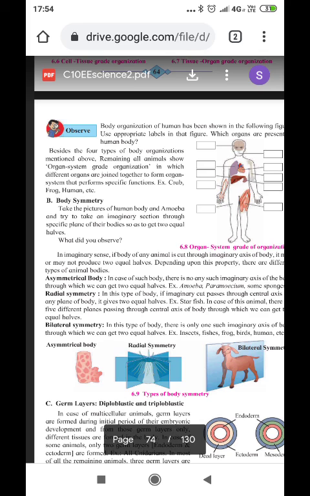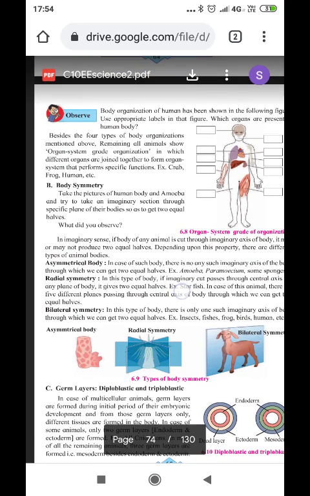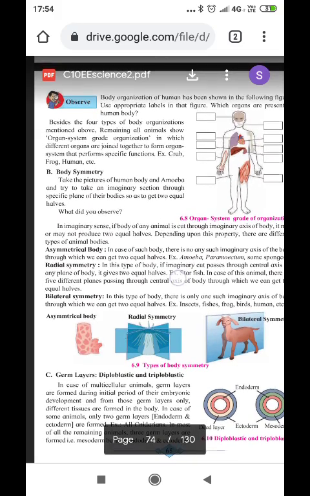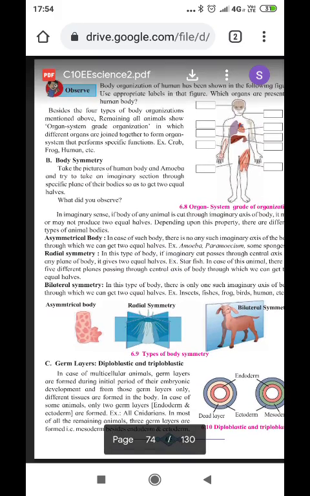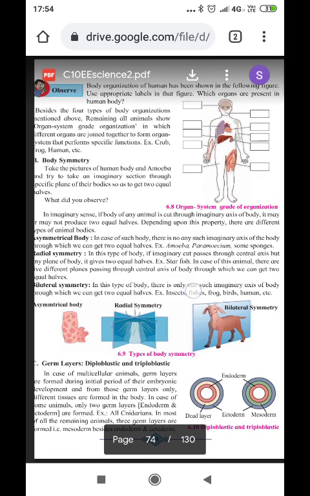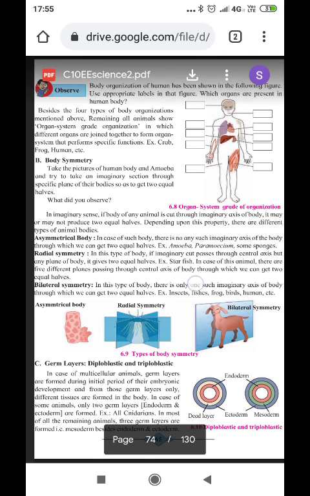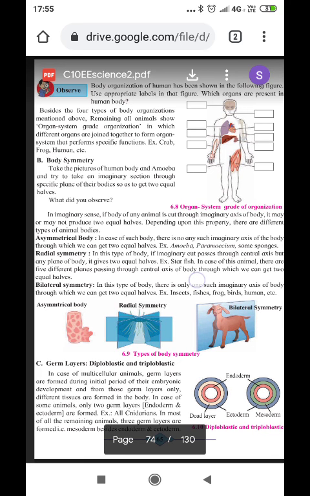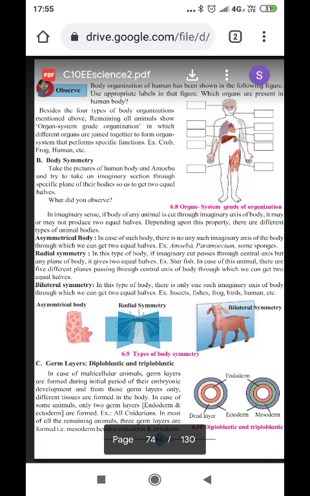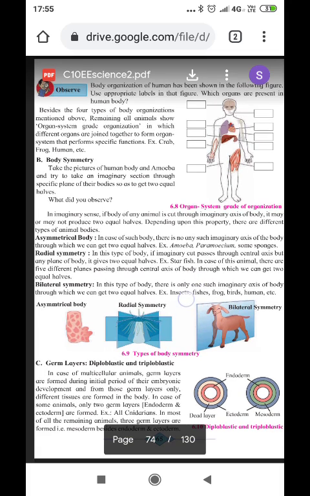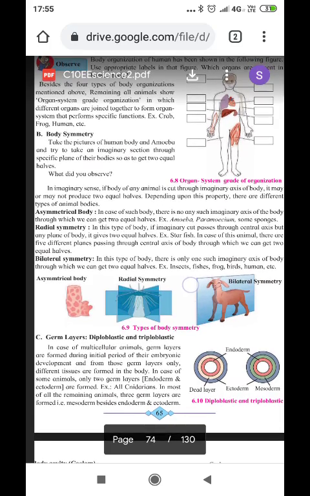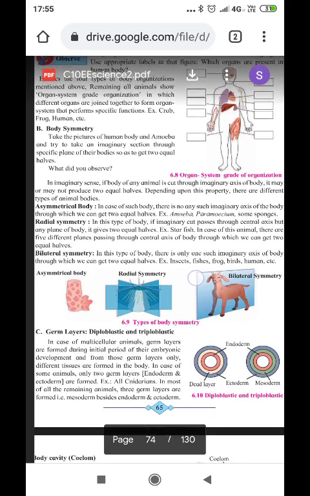Now, body symmetry. There are certain bodies which have a specific shape and certain bodies which do not have a specific shape. So depending upon that, there is body symmetry. In an imaginary sense, if the body of any animal is cut through an axis of the body, it may or may not produce two equal halves. Depending upon this property, there are different types of animal bodies.